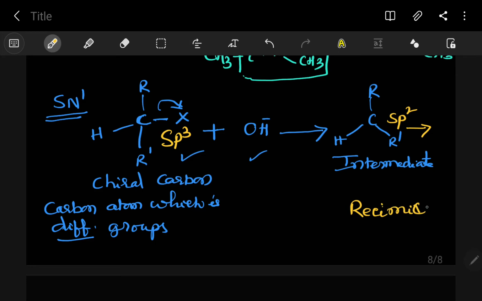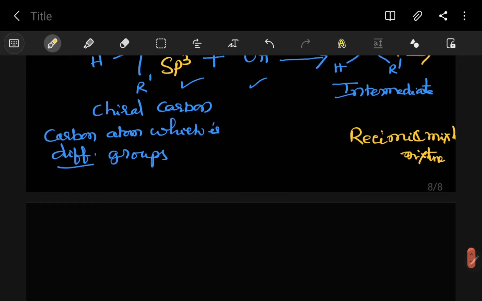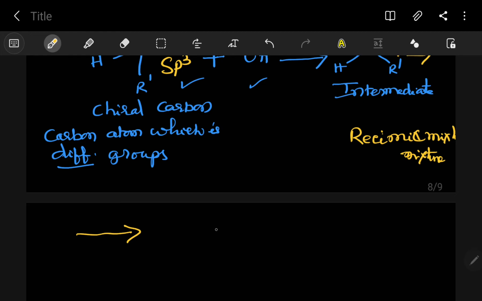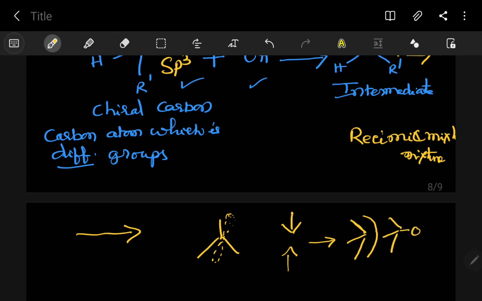What is the meaning of the racemic mixture? I will write here: racemic mixture. If you come to this one, it is like a trigonal shape, and it has a vacant orbital like this. So here it may attack from the top side, or else it may attack from the bottom side. So we are getting two types of products. If it attacks from the top side, this trigonal shape moves like this, because these three groups come in a U shape, and this OH minus is attacking like this.